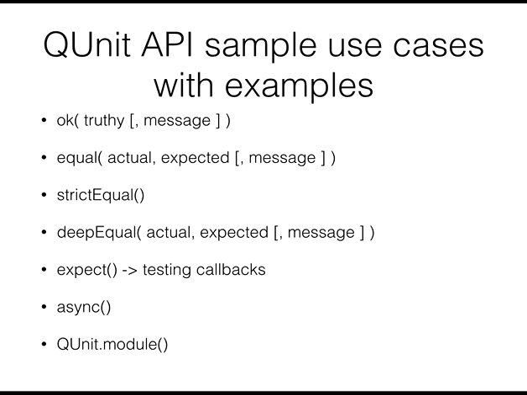Here are some API sample use cases. You can use ok. It checks whether an expression is true or not, like 2 plus 5. That's a true expression, so if you pass 2 plus 5 to ok, the test passes. If you pass false, it will give you a failed status. I'll show you the usage of all this.